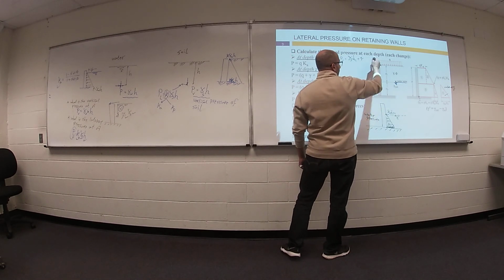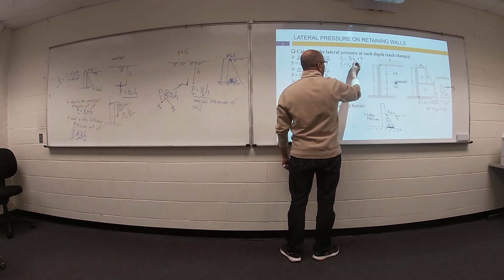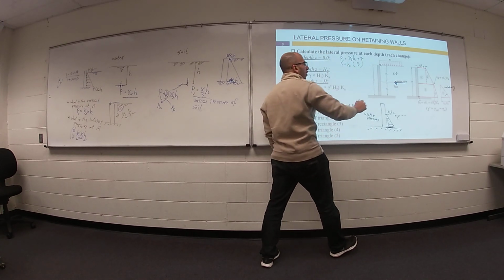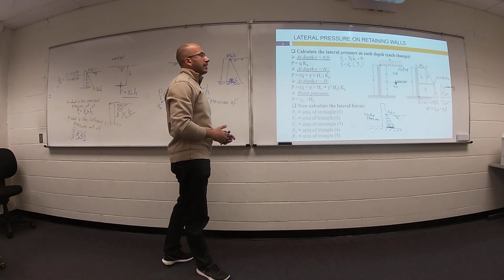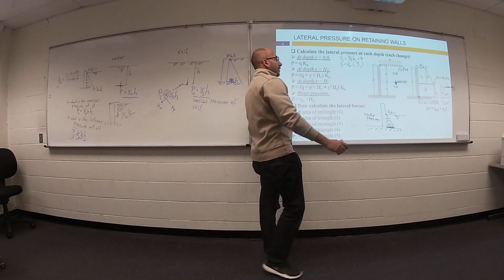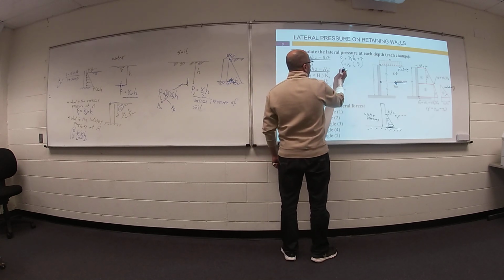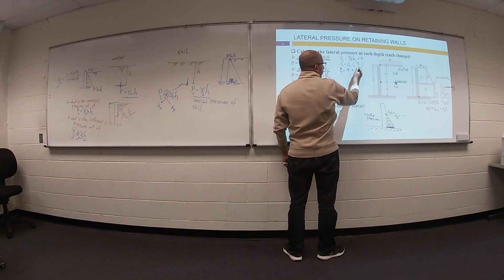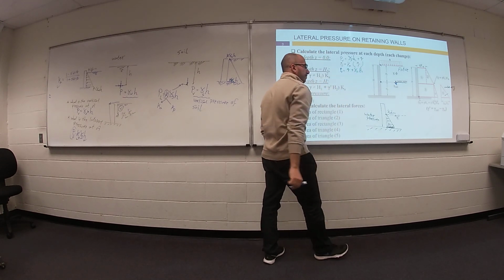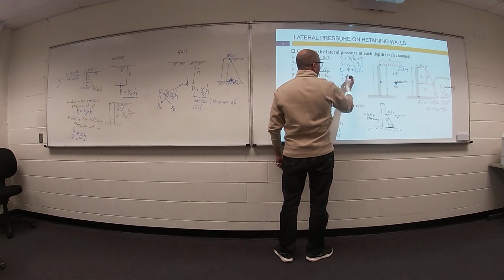For soil, your lateral pressure at this location will be K active times Q, because you are on the active side. Keep going. I will take care of this point. Your vertical pressure at this point equals everything above this point. So we have Q and we have gamma soil times H1. That means your lateral pressure will be K active times your vertical pressure.